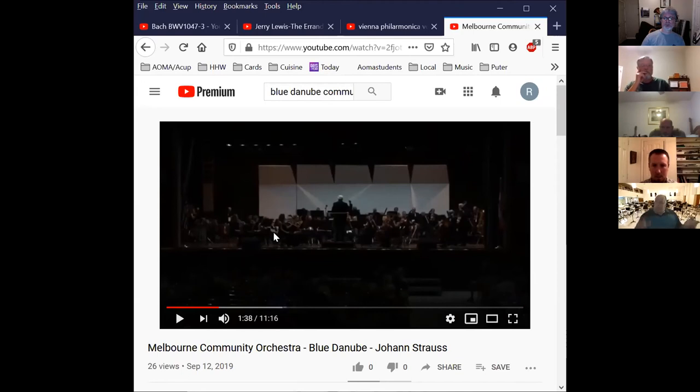Now, by contrast, I don't really want to make this the Melbourne Community Orchestra. I don't want you to think that I think that this is an inferior orchestra. It's a community orchestra, and they're actually really good. And there's going to be a huge difference in the production sound between what I'm going to show you after this and this one. But I am by no means harping on this orchestra. If I was conducting a community orchestra, I would not expect that orchestra to sound like the Vienna Philharmonic playing one of these waltzes. Let me just kind of put it that way.